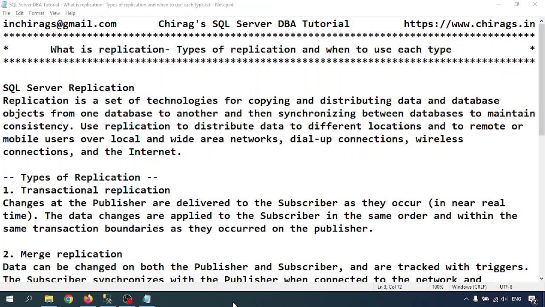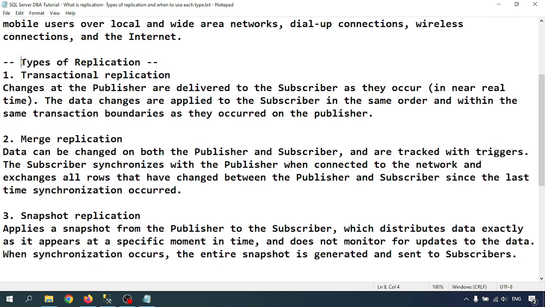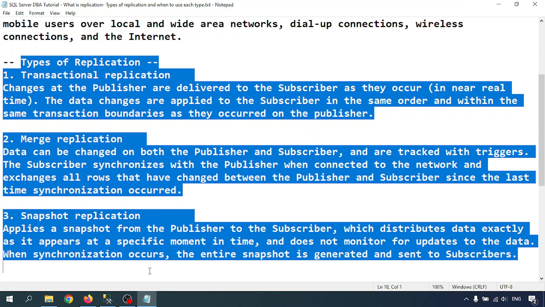Now let's talk about the types of replication. There are three types of replication: transaction replication, merge replication, and snapshot replication. Under what scenario do you use each type? Briefly, snapshot is the heart of replication. The other two types of replication use snapshot replication in the beginning.